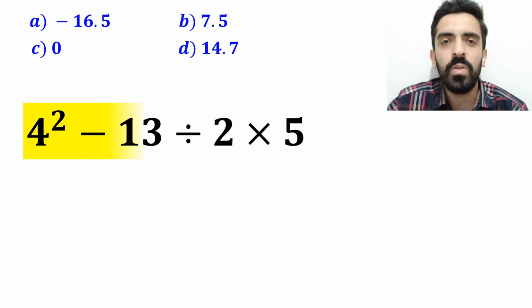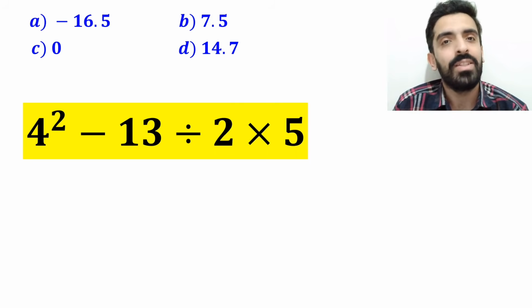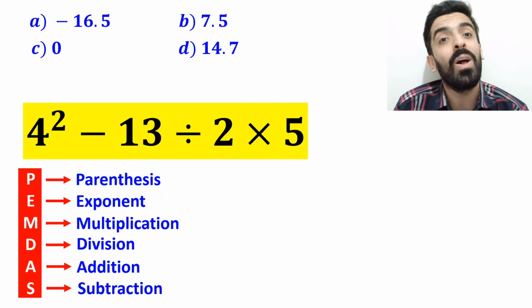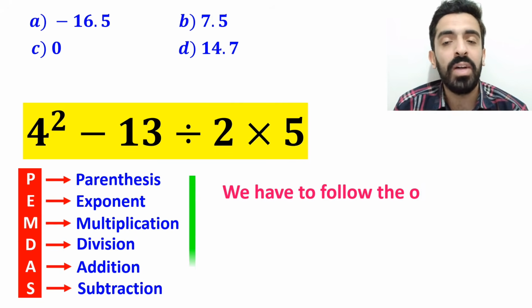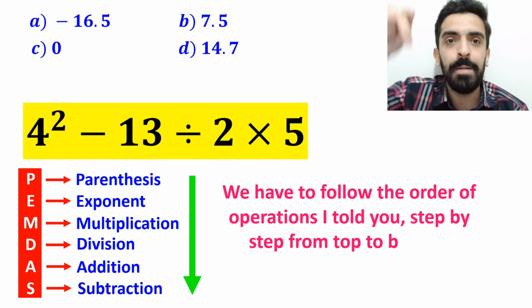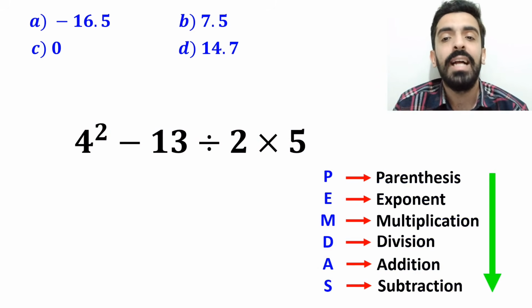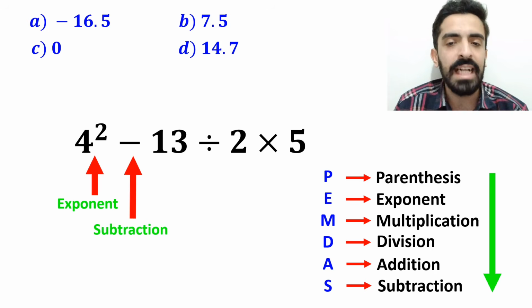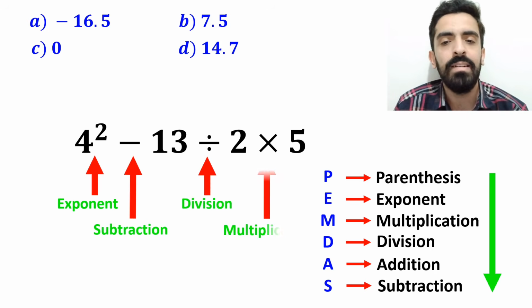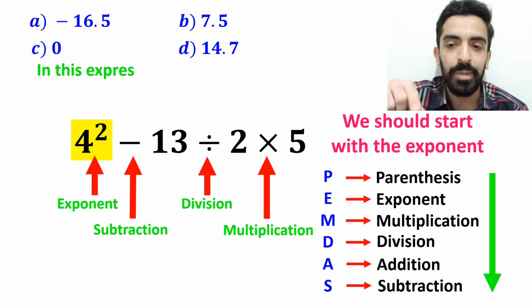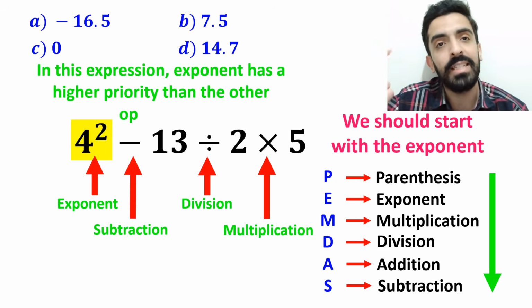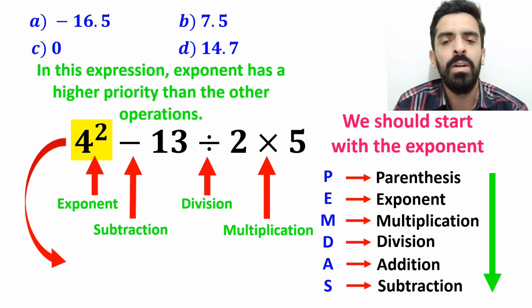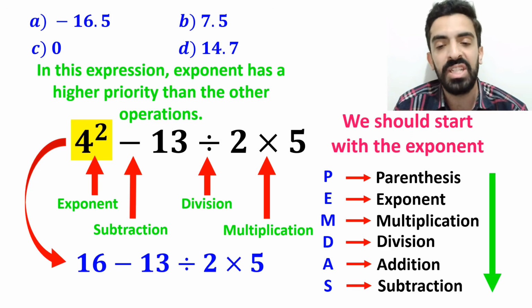Alright, now let me show you how to solve this expression correctly. To solve this question, we must follow a rule that is called PEMDAS. We have to follow the order of operations I told you, step by step from top to bottom. Okay, as you can see in the image and this expression, first we have an exponent, then a subtraction sign, followed by a division, and finally a multiplication. We should start with the exponent, because in this expression, exponent has a higher priority than the other operation. So, this expression simplified to 16 minus 13 divided by 2 multiplied by 5.